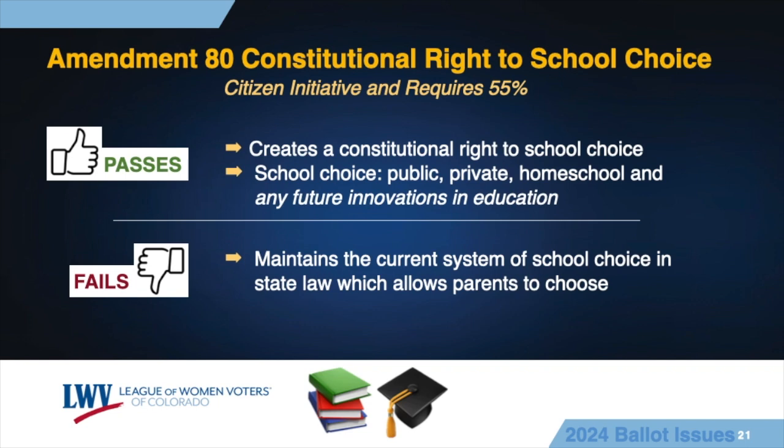If it fails, it maintains the current system of school choice in state law, not in the state constitution, which allows parents to choose from many public school options or choose to educate their children in private or home schools. Why is it on the ballot? The Citizens Initiative enshrines in the Constitution the right of parents to choose the type of education from kindergarten to 12th grade and limits the authority of the legislature, state, or local school boards to make changes.